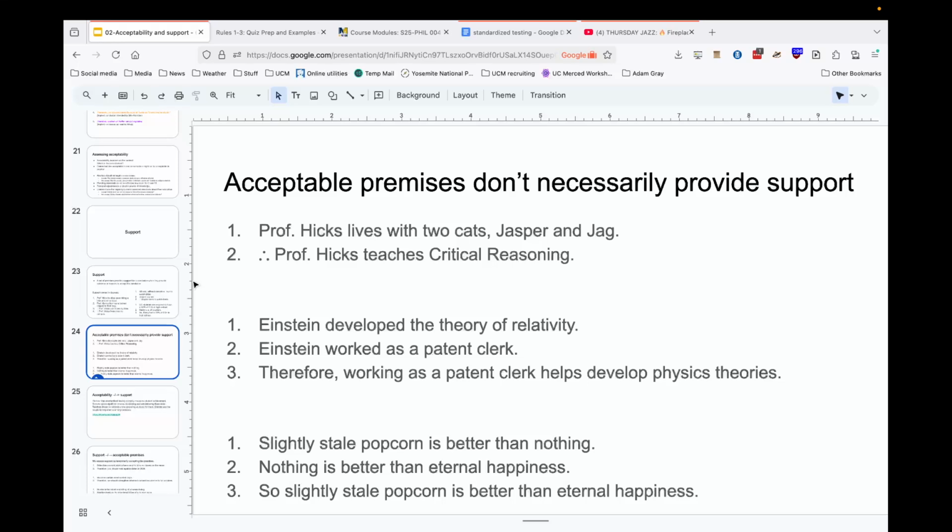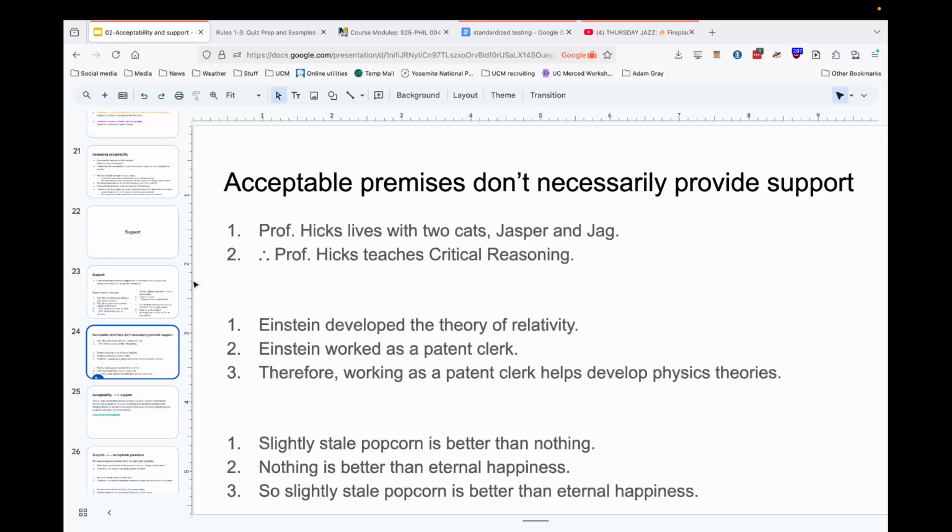So what's gone wrong here? Eric? So this is using a single example of Einstein, and it's basically saying that there's a correlation between developing physics theories and working as a patent clerk, but we can't assume causation through the correlation.